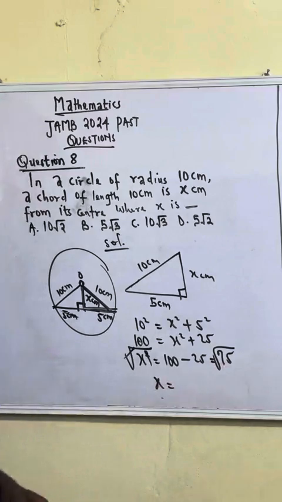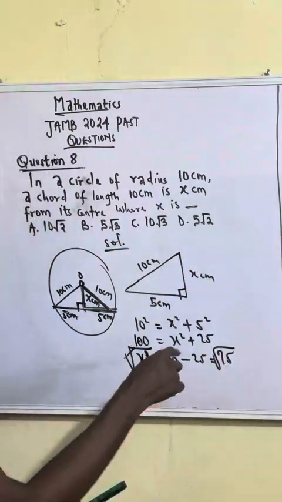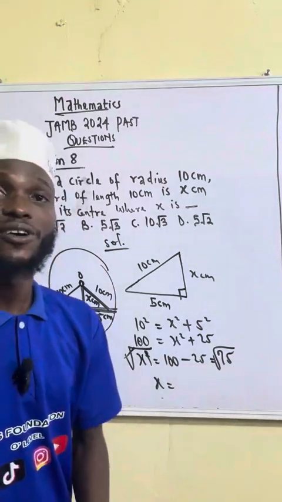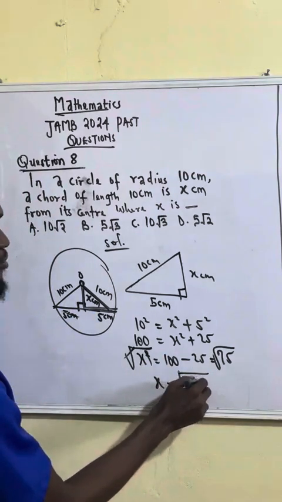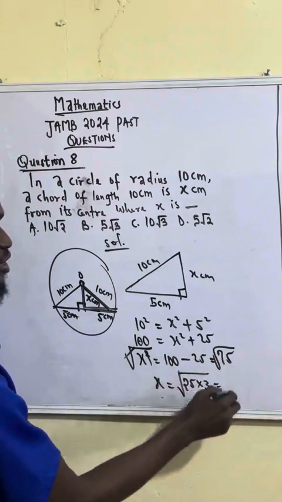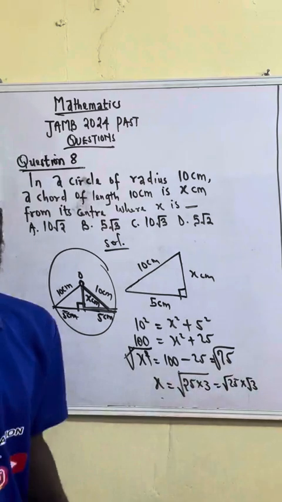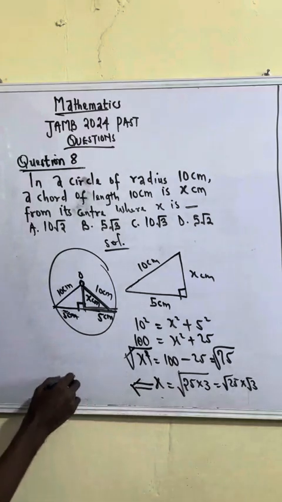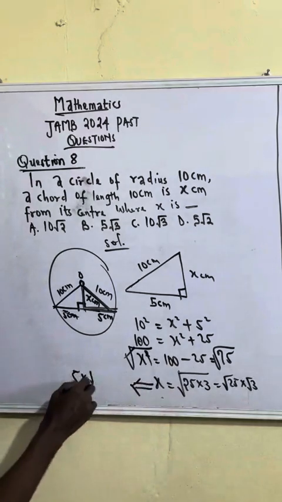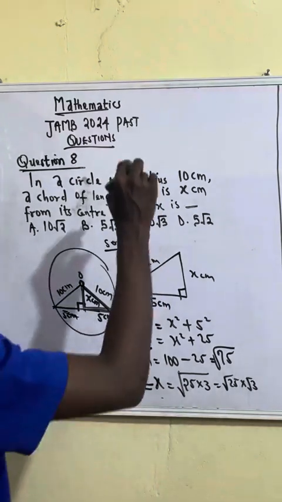You will observe that the answer is not left in decimal. So we can just use our knowledge of surds to simplify this further. 75 is the same as 25 times 3. So if you simplify this further, you have root 25 times root 3. So square root of 25 is 5. So here I will have 5 times root 3, which gives me 5 root 3. So my answer is 5 root 3, which is option B. Thank you.